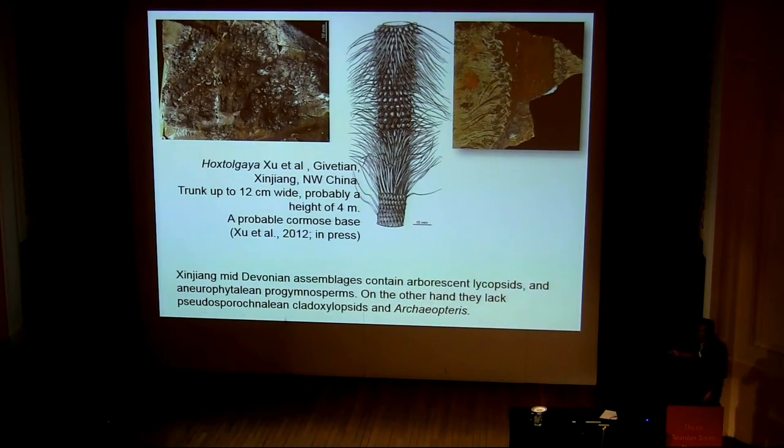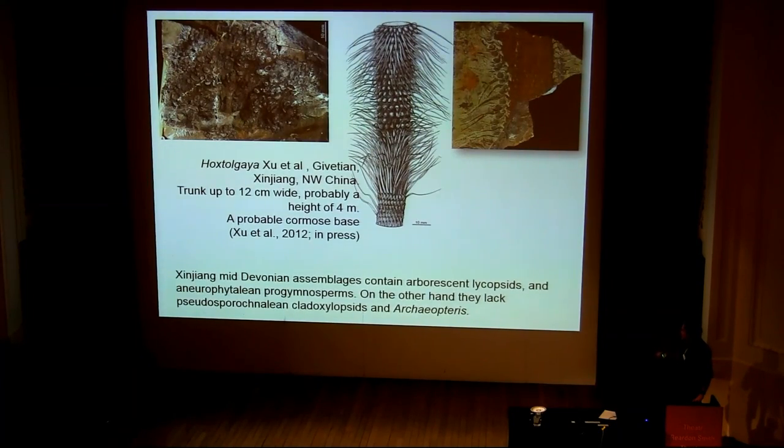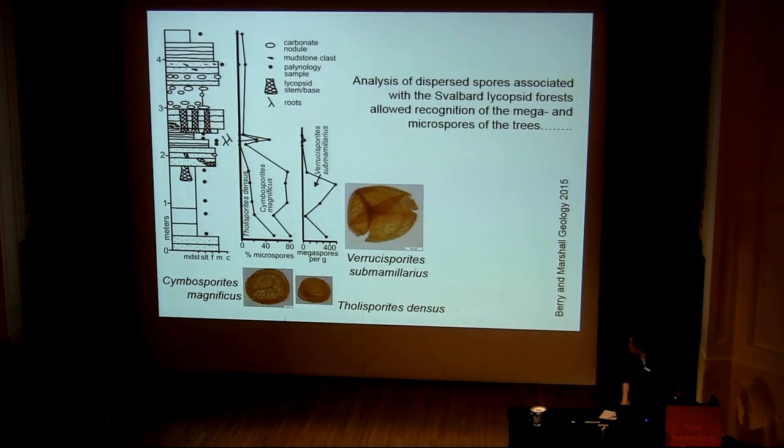If we go across to Xinjiang now, northwest China, and you remember that is up in the tropics, floating around somewhere between South China and Euramerica. We find lycopods, for example, which probably have bases with lots of little rootlets coming out of them, just as in Spitsbergen. And we find Aneurophytalean progymnosperms, but we don't find pseudosporochnalean cladoxylopsids, we don't find Archaeopteris. So forest composition, although there's vaguely the same thing going on in China, it's actually quite different. And we don't have a good handle on what's going on in Chinese forests at the moment.